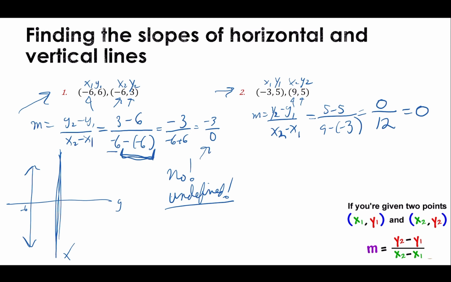So we know that this is going to be a horizontal line at y equals 5. So here's my y and here's my x.